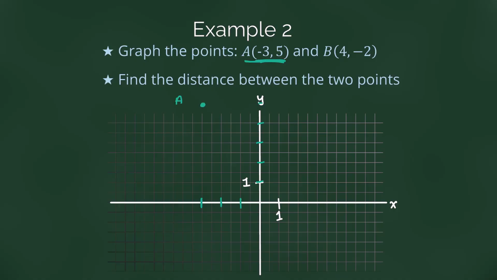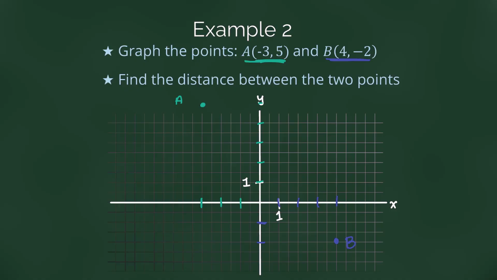And then B is going to be 4 to the right. So let's use a different color for B. We'll use this blue or purple, whatever you want to call that. We go 1, 2, 3, 4 over. And negative 2, so that means go 2 down, 1, 2. Remembering again that every 2 spaces counts as 1. So those are going to intersect here at 4, negative 2, and that is my point B.